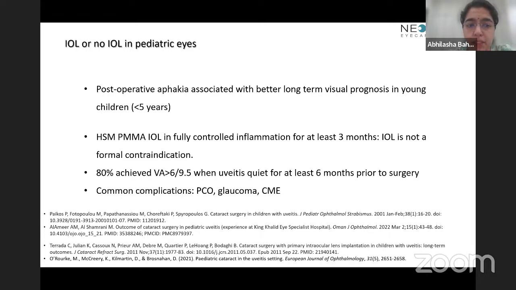However, with heparin surface modified PMMA IOLs or acrylic IOLs and inflammation fully controlled for at least 3 months, an intraocular lens is not a formal contraindication. According to one study, 80% of eyes achieved visual acuity of better than 6/9.5 when uveitis was in control for at least 6 months prior to surgery. The common complications are posterior capsular opacification, glaucoma, and cystoid macular edema.